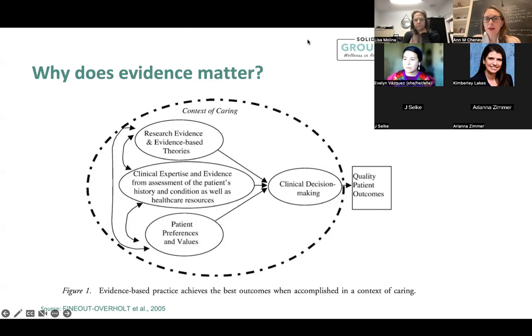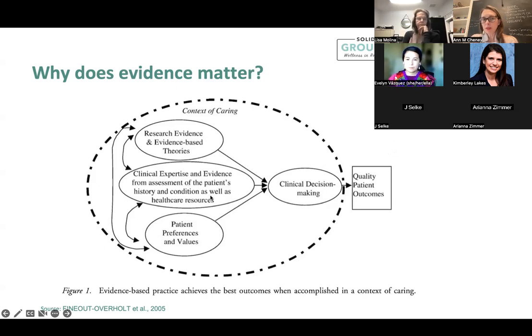So I want to point out, it was shared in the chat that sound decisions for treatment ethics. Absolutely. So these two, Dr. Vasquez mentioned research evidence. So if we take a look at this image that's in front of us, this model, Dr. Vasquez referred to research evidence and evidence-based theories. So this represents, we could say, academics. And in the chat, it was mentioned sound decisions for treatment ethics. That too could come from research.